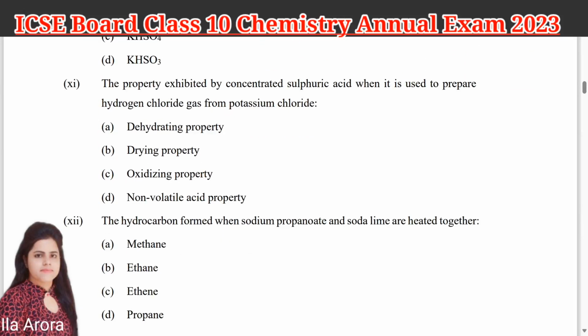Next question is the property exhibited by concentrated sulfuric acid when it is used to prepare hydrogen chloride gas from potassium chloride. So here the property is non-volatile acid property. Concentrated sulfuric acid has a very high boiling point. So when the boiling point is very high, it acts as a non-volatile acid and we can get volatile acids from this property, right? Hydrochloric acid is one of the volatile acids. That's why we can use this sulfuric acid to get HCl.